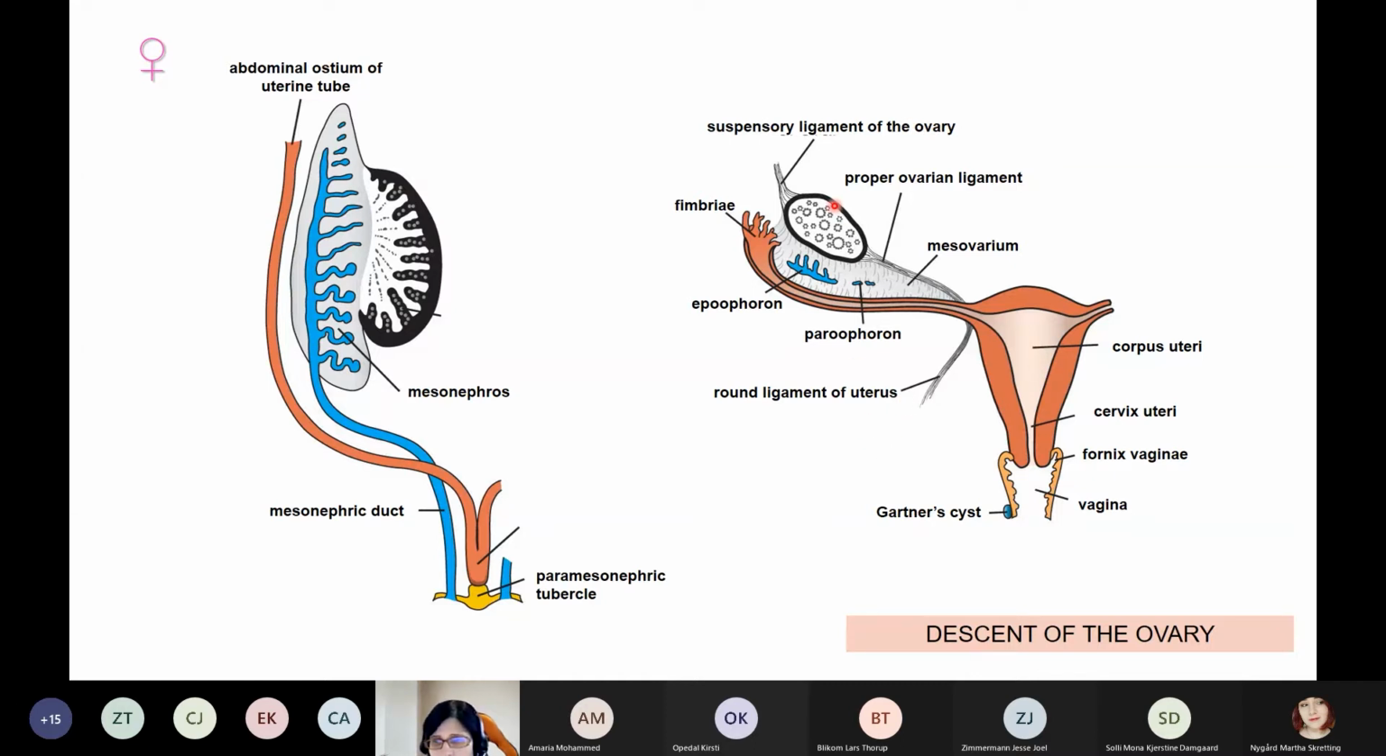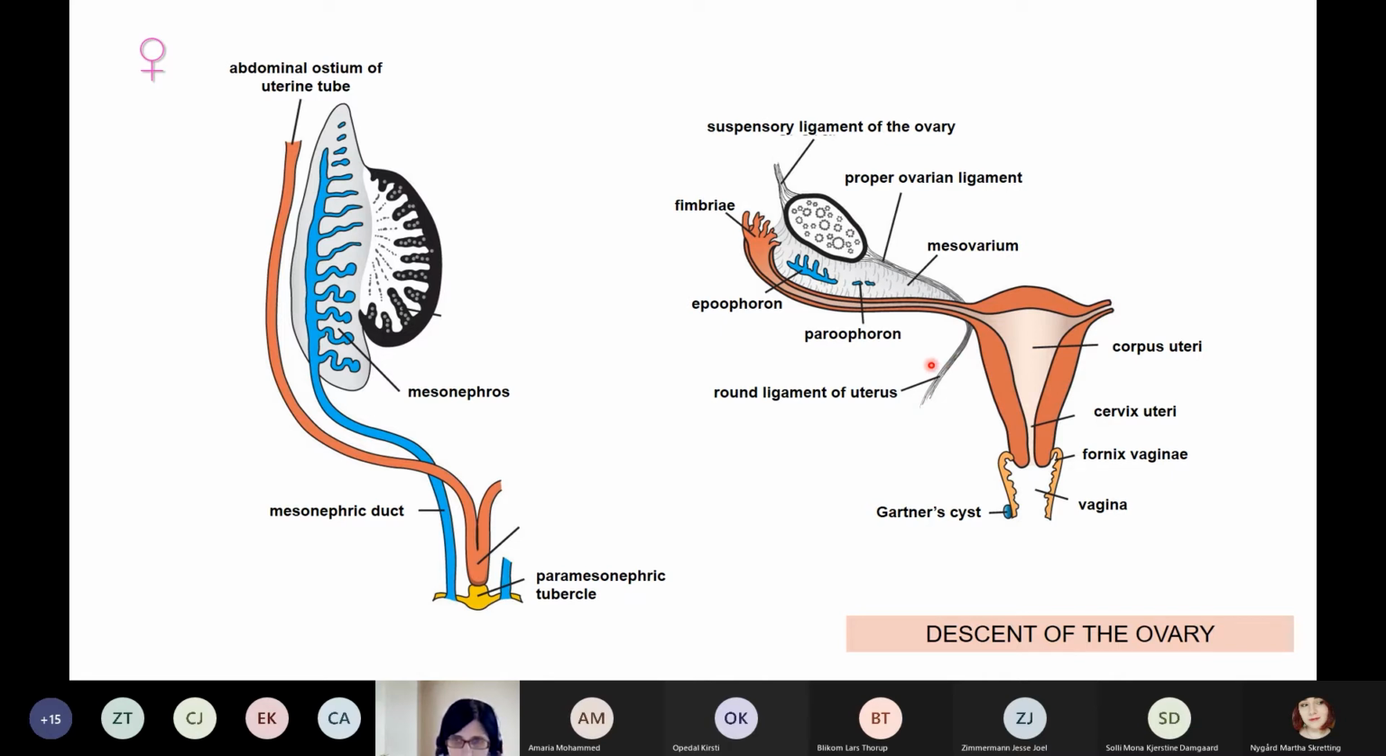I will explain why. But first, we see the cranial genital ligament here, which connects the ovary to the diaphragm. And this cranial genital ligament gives rise to the suspensory ligament of the ovary. This is what you have already studied from anatomy. Then the other one, the caudal genital ligament, which could be the female gubernaculum, goes from the lower pole in direction of the anterior abdominal wall. It will give the proper ovarian ligament and the round ligament of the uterus.